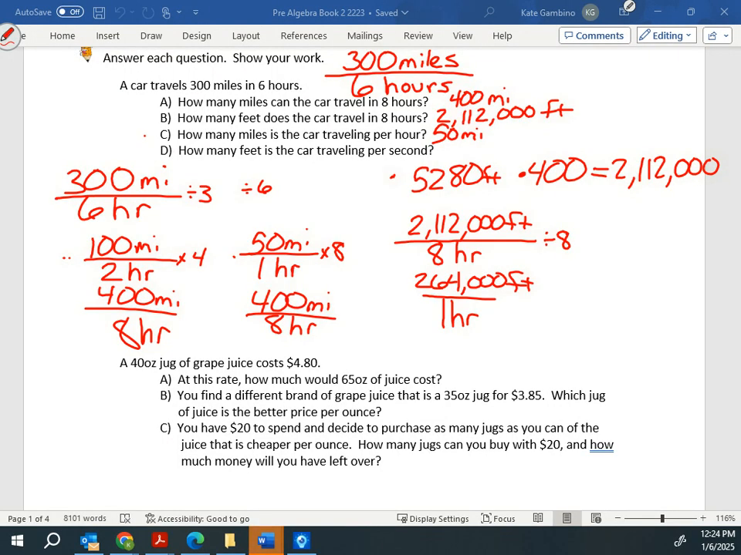What should I do next? Eleanor? I'm going to divide it by 60, so now I get down to 1 minute. What's 264,000 divided by 60? David? 4,400. So now I'm at 4,400 feet in 1 minute. How do I go from there down to 1 second? Natalie? Divide by 60. Divide by 60 again, and what do I get from that?